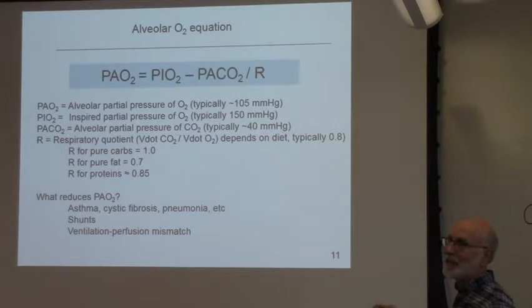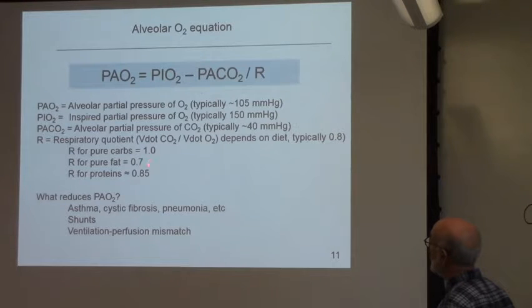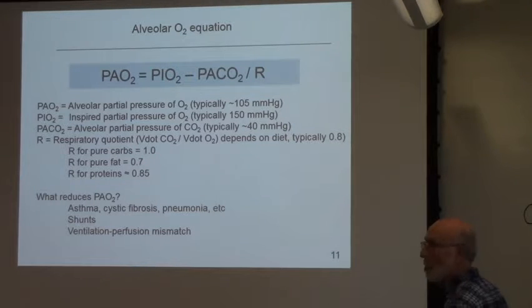And if you eat a mixed diet, which we all typically do, of carbohydrate, protein, and fat, the respiratory quotient is typically 0.8, somewhere between pure fat and pure carbohydrate.